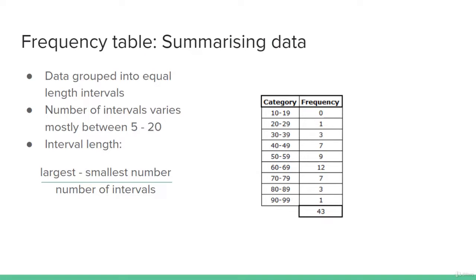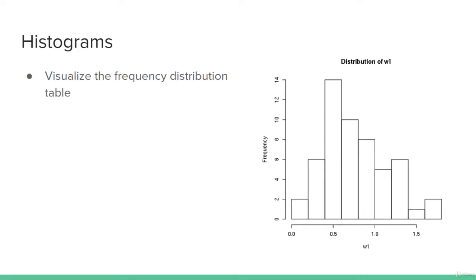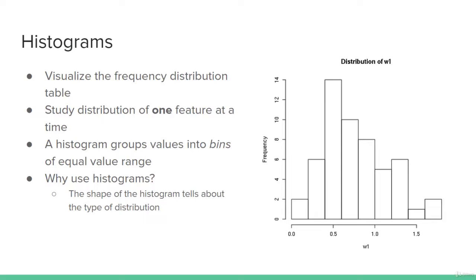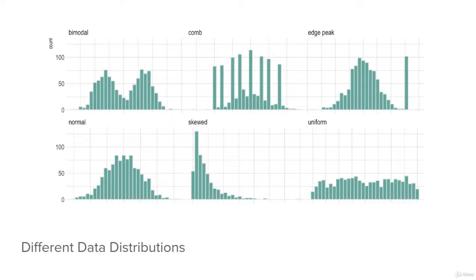Then you can visualize it using histograms. So it gives us the frequency distribution. If you want to study one feature, a histogram is the values grouped into bins. And why do we use histograms? We know that the shape of the histogram tells us about the type of distribution, and that can give us a lot of information and insights about a particular feature, and will ultimately help us in feature engineering and pre-processing as well. So we have different types of distribution: bimodal, comb, edge peak, normal, skewed, and uniform. So mostly we're going to study bimodal, normal, skewed, and uniform.